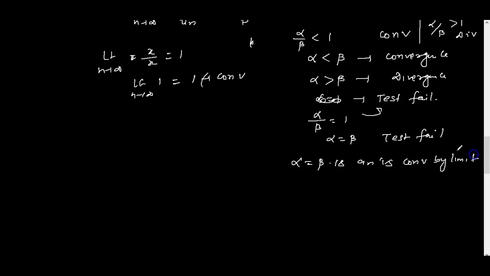You can write this is the limit test, called as. This is the basic one. So overall I can write it here: alpha is equal to beta, then it's convergent. Alpha greater than beta, then it's divergent.